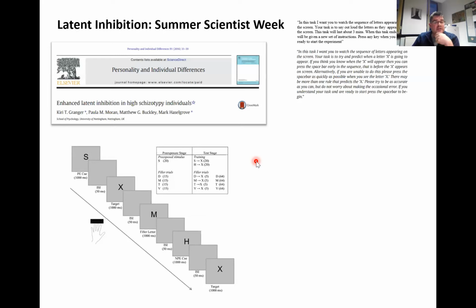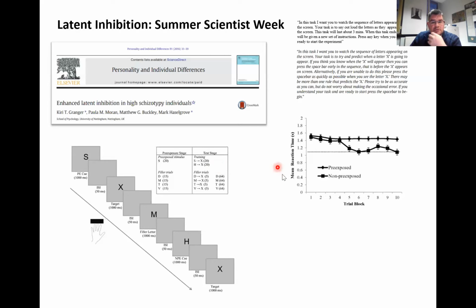The question of interest is whether response times to the target change as a function of whether or not it's preceded by S or H. We might imagine that participants will come to anticipate X by virtue of this consistent relationship between S and H and the target. So response times will start to diminish as training progresses. But the question of interest is whether that reduction in response times will be slower to the pre-exposed stimulus S than the novel stimulus H. And that's certainly what we observe in humans, in adult humans, sorry.